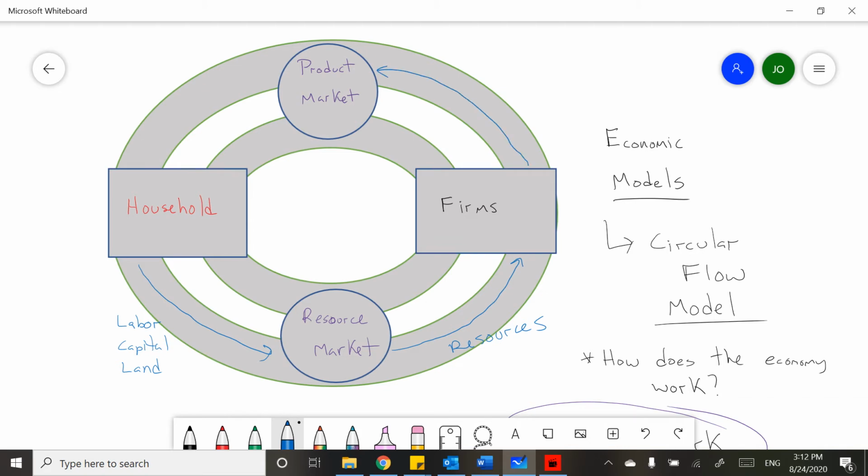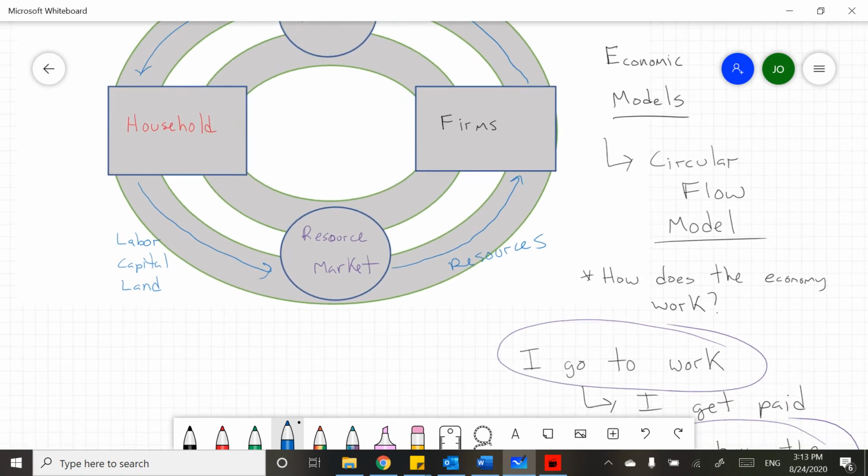Moving forward, what does the firm do with those resources? Well, they engage in what we call production. Production of what? Of goods and services. Goods and services. Okay? So that's how the economy works, right? Households go to work. They take the resources to the companies. The companies turn those resources into production, into goods and services.